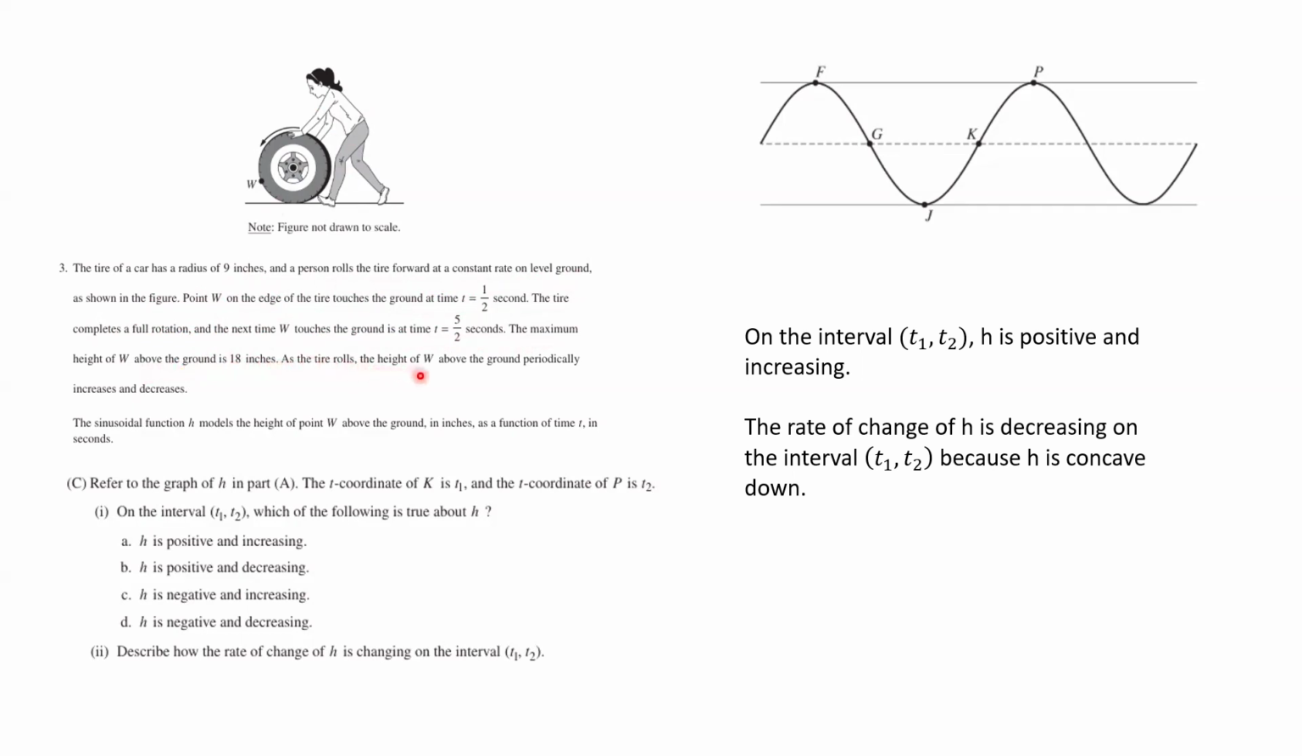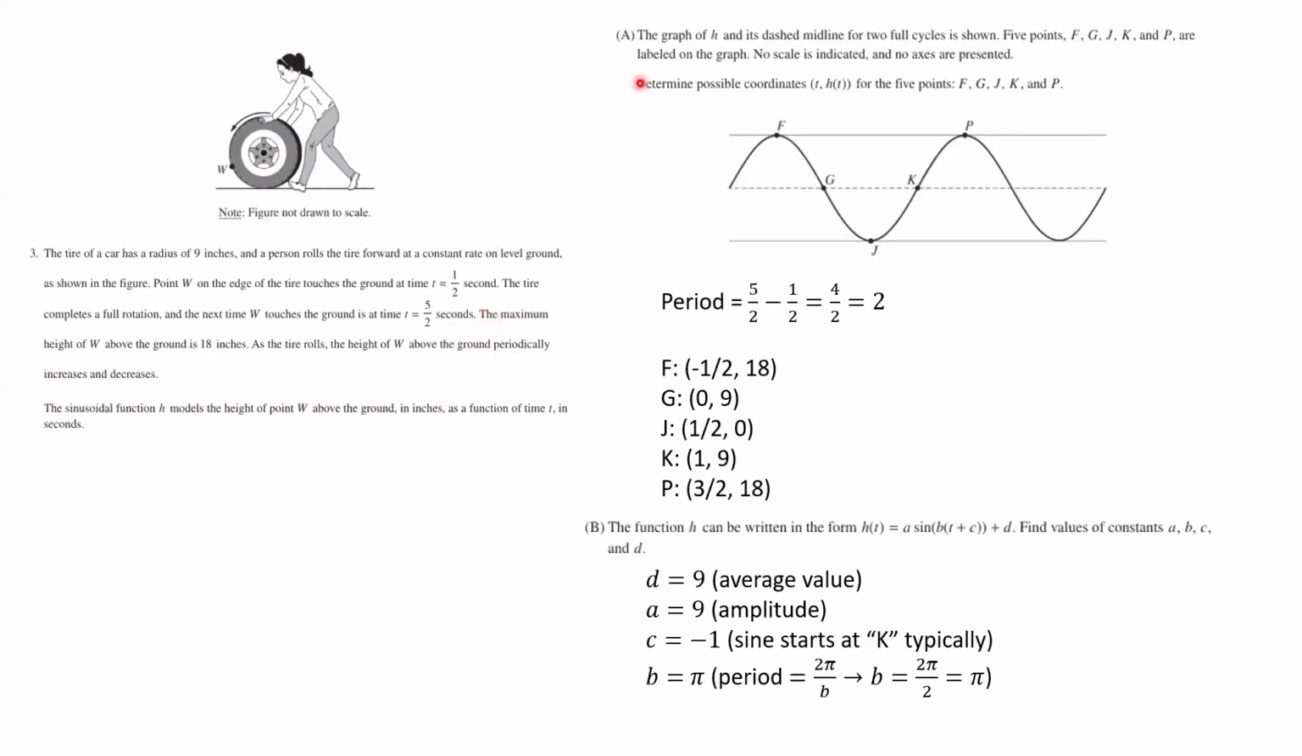As the tire rolls, the height of W above the ground periodically increases and decreases. The sinusoidal function h models the height of point W above the ground in inches as a function of time t in seconds. Okay, this is part C right now. Let me go back to part A. I did part A and B on one slide because I needed both to do it quickly.